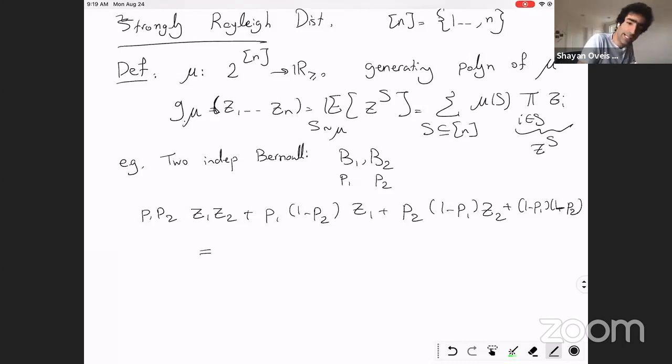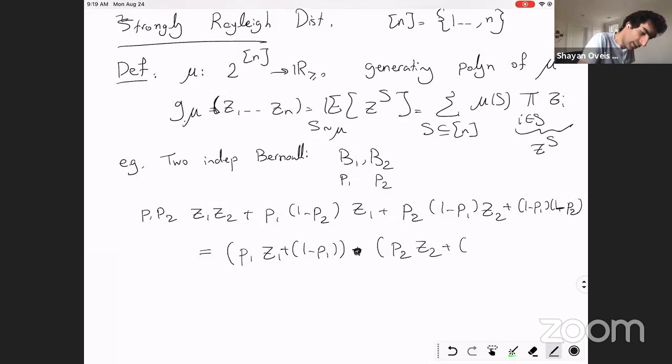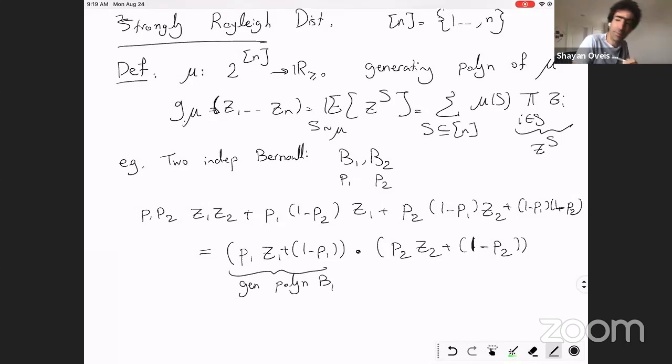Another way you can think about this is that you can rewrite the same polynomial as this: (P1 Z1 plus 1 minus P1) times (P2 Z2 plus 1 minus P2). Okay, so how did I come up with this? The point is, each of these objects is the generating polynomial of B1, B2 respectively. Whenever you have two independent random variables, or a distribution made up of two independent little objects, you can just take the product of the generating polynomials.